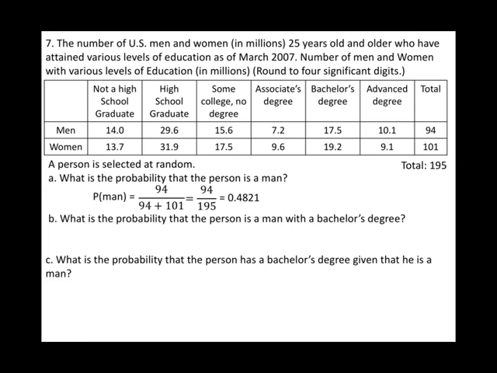Okay, B. What is the probability that the person is a man with a bachelor's degree? So write down what you're looking for. The man with the bachelor's degree. So men with a bachelor's degree, which is going to be 17.5. Favorable outcome over the total outcome. You should get 0.09874. Hey, pay attention. This is 4 significant digits. So you don't count the 0. Don't count the 0. 1, 2, 3, 4.